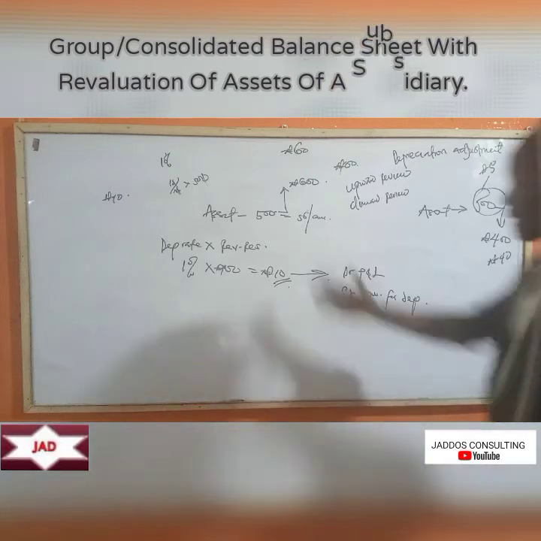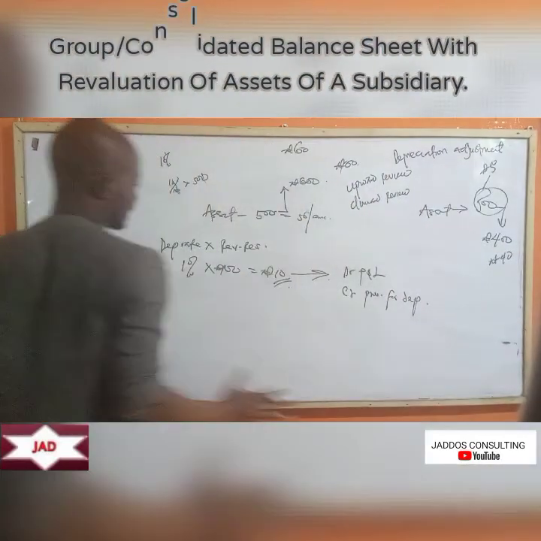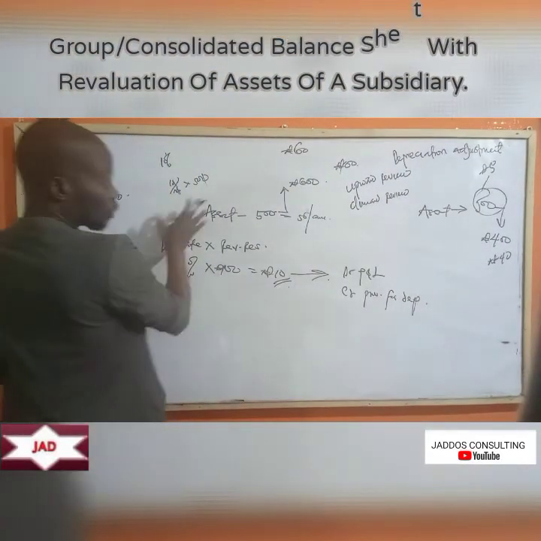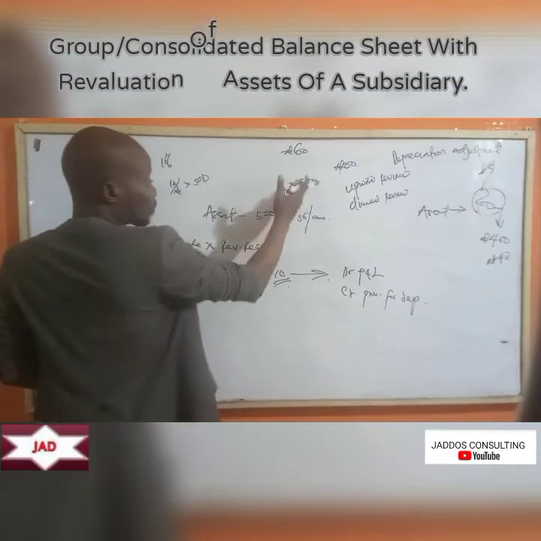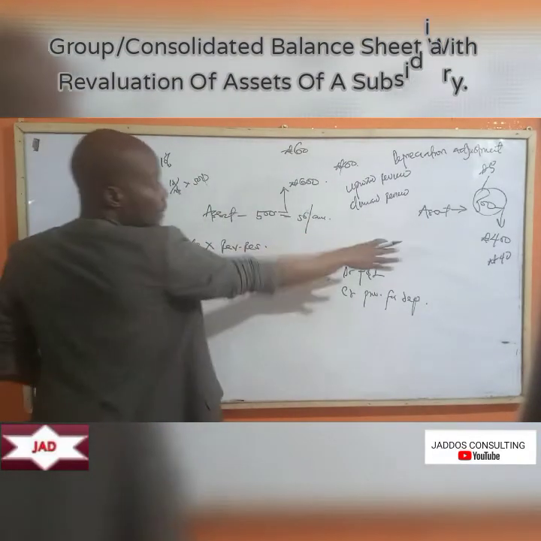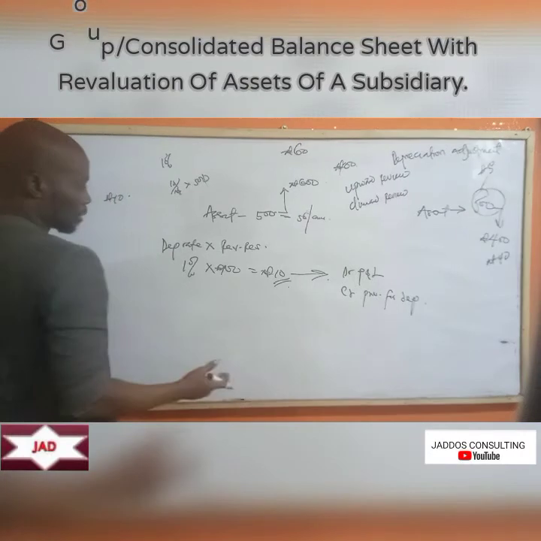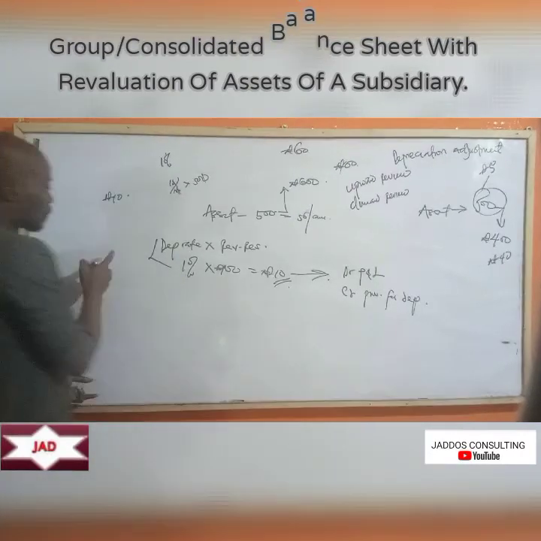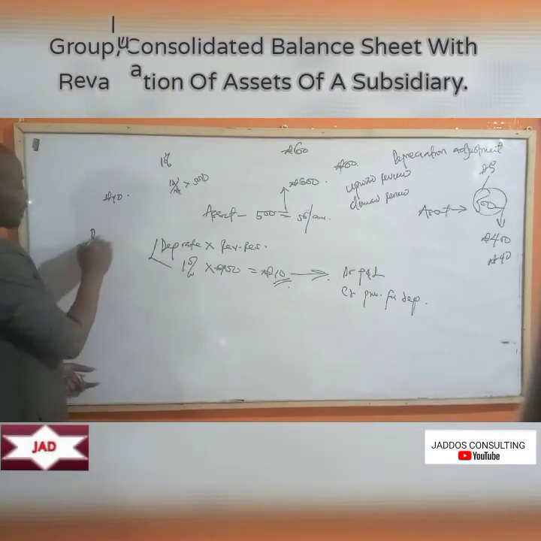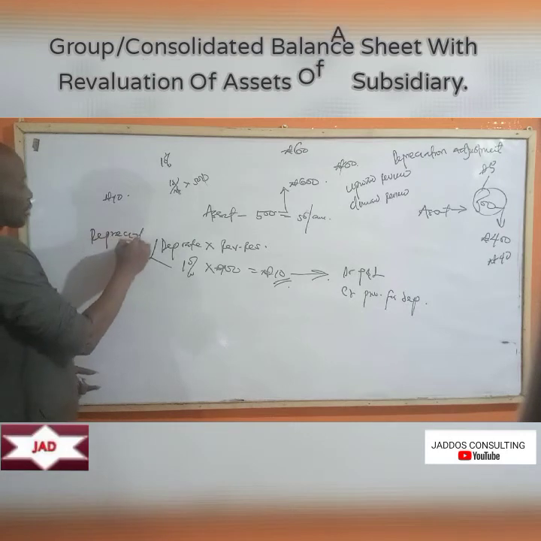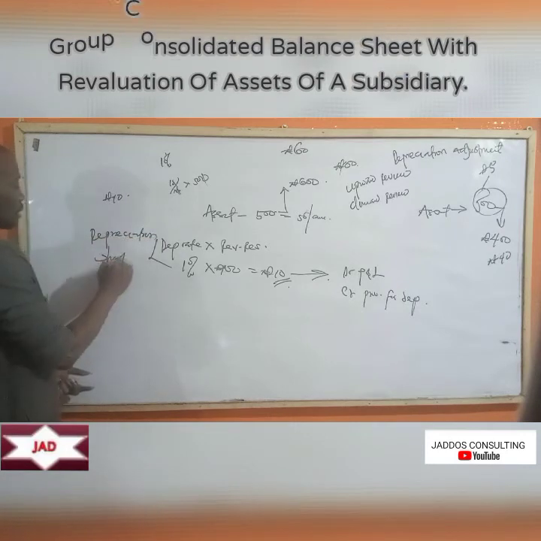So if you look at this now, there's a shortfall at first because of the upward review. For the downward review, there's an excess of 10 naira. So this one here is for when there is a depreciation shortfall.